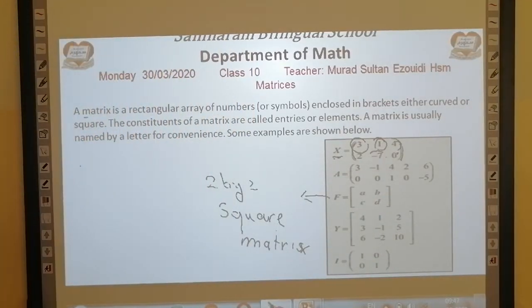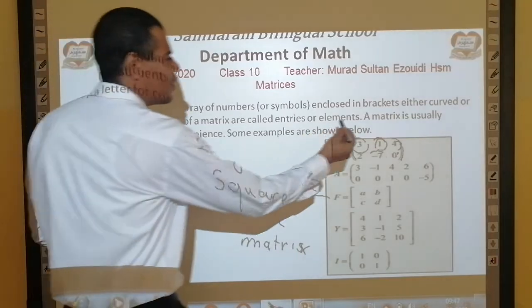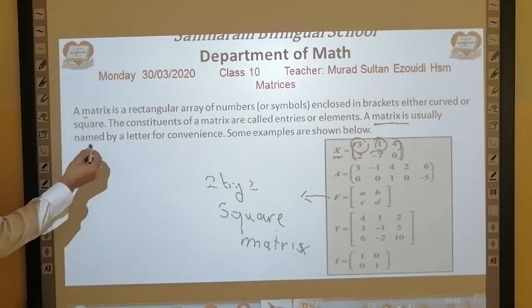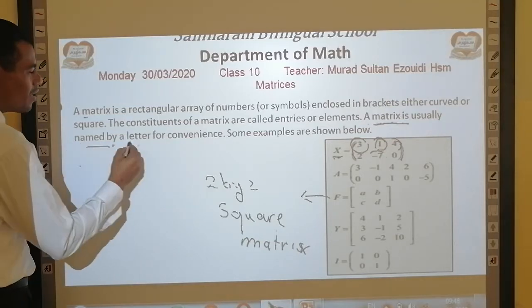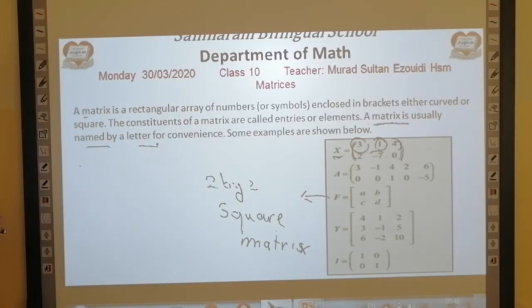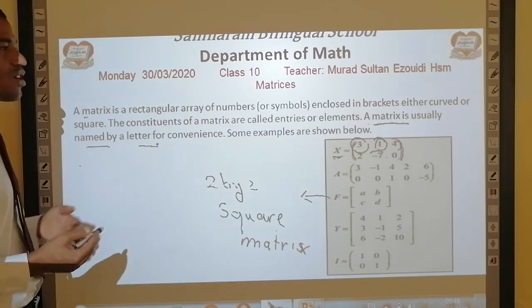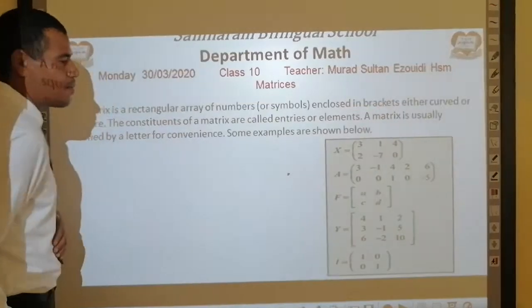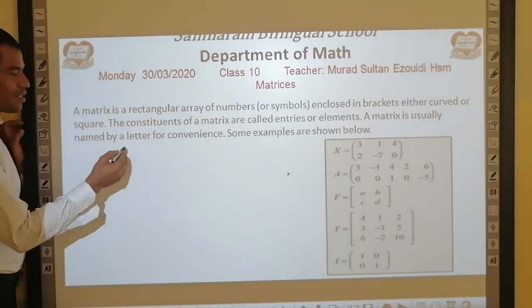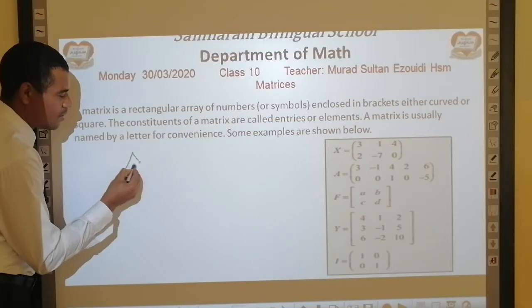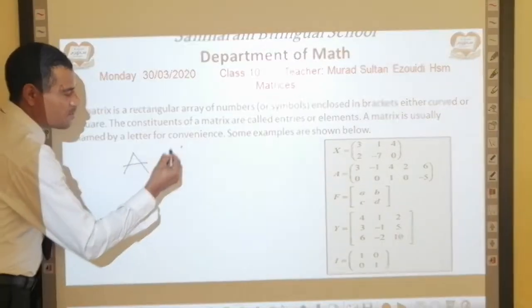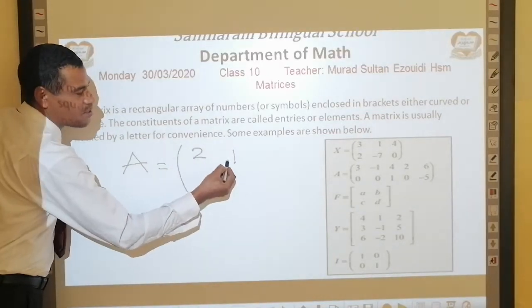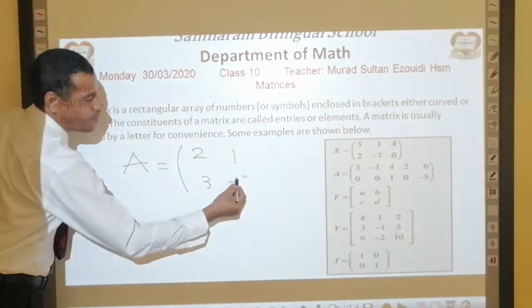So, a matrix is usually named by a letter, for convenience. Some examples are shown below. For example, I will write a matrix A. Let's say I will write 2 here, this is 1, this is 3, this is -5.